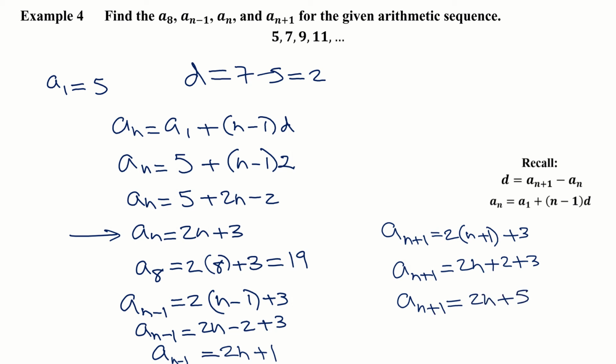Just like that. Of course, once we knew the common difference 2 and the first term 5, we could have found An minus 1 and An plus 1 directly by plugging into there as well. But since this is already a much simpler form of the same thing, it's just easier if we use this particular formula for finding those two values. Okay, so we have found all the ones we were interested in. We have A8, which is 19. We have An minus 1, which is 2n plus 1. And An plus 1, which is 2n plus 5.